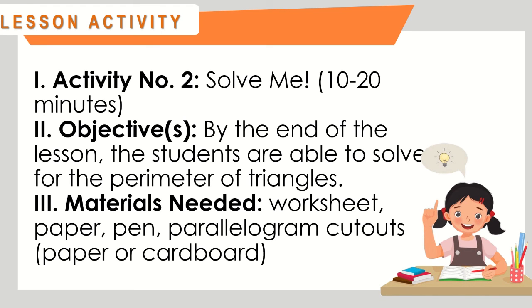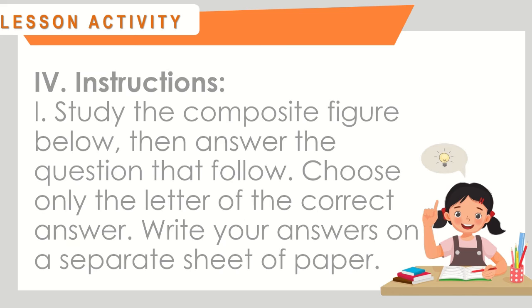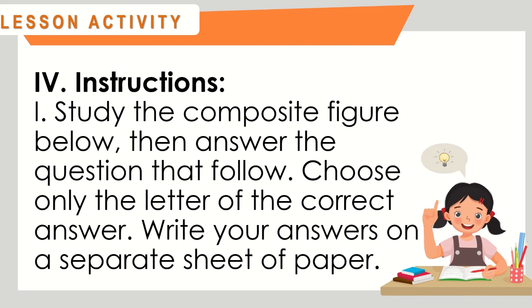Activity number 2. Solve me. It is good for 10 to 20 minutes. Objectives: solve for the perimeter of triangles. Materials needed: worksheet, paper, pen, parallelogram cutouts, and paper or cardboard. Instructions: study the composite figure below, then answer the questions that follow. Choose only the letter of the correct answer. Write your answers on a separate sheet of paper.